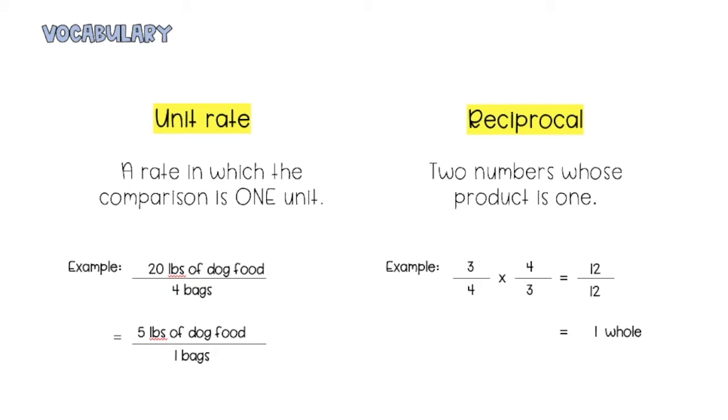A reciprocal is when two numbers have a product of 1. For example, 3 over 4 and 4 over 3 are reciprocals of each other, and when you multiply 3 times 4 and 3 times 4 in our fractions, it equals 12 over 12, or 1 whole. So reciprocals always, when you're multiplying, equal 1 whole.